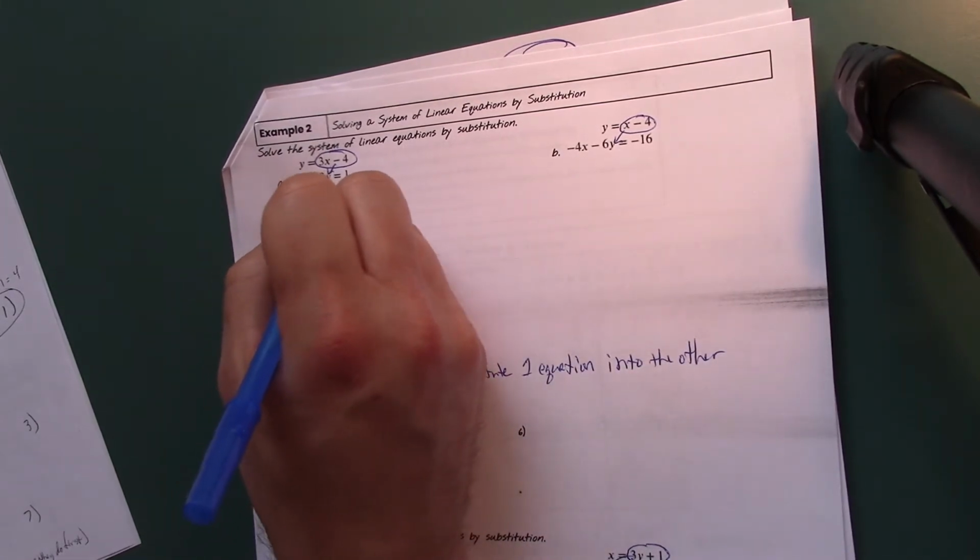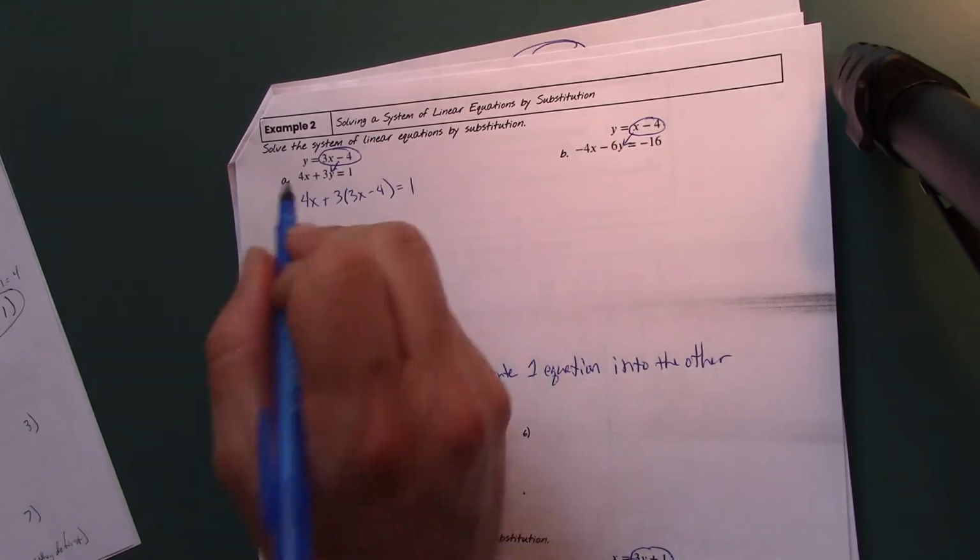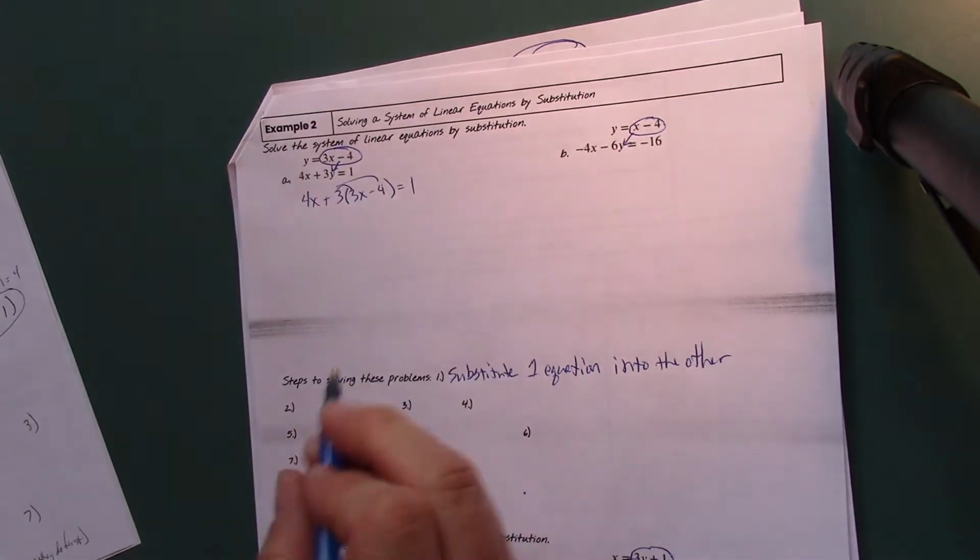Okay, so we're going to do this 1a here together, where I'm going to plug it in there and have 4x plus 3 times 3x minus 4 equals 1. Okay, so there's the first step. We plugged it in. Second step, hopefully you can see, we got to do that, and if you don't remember, that word is distribute.